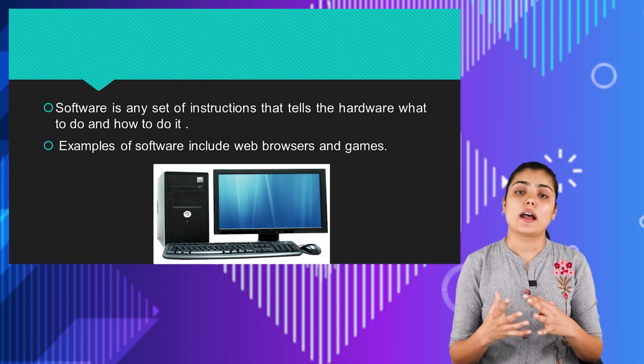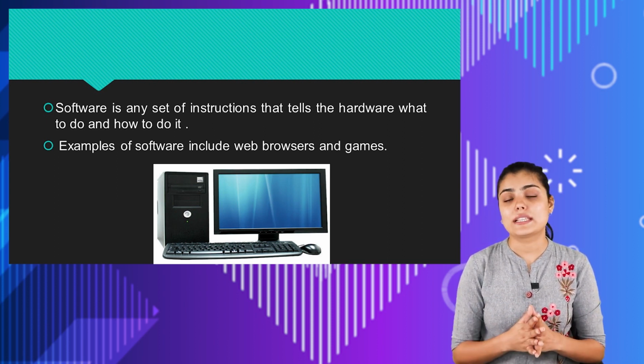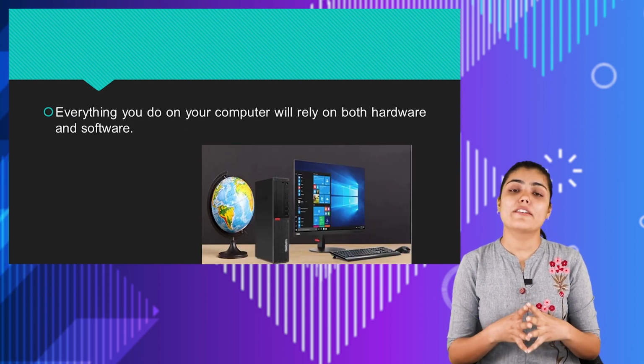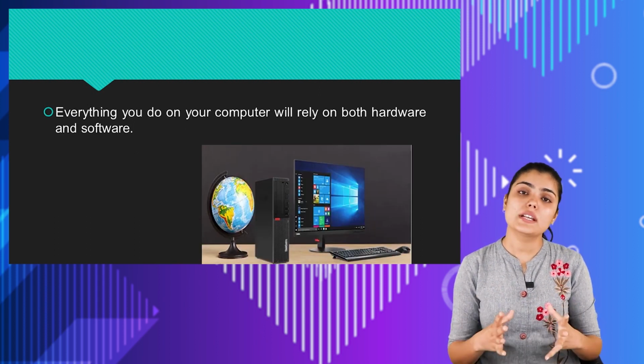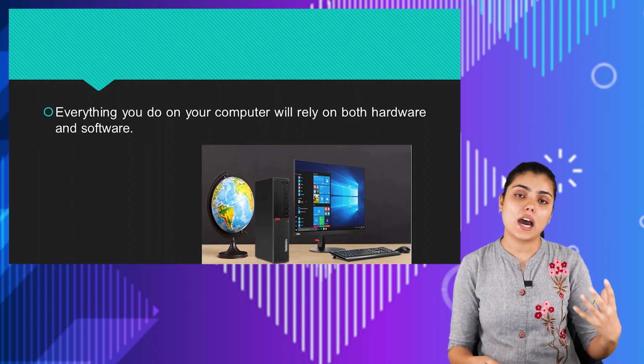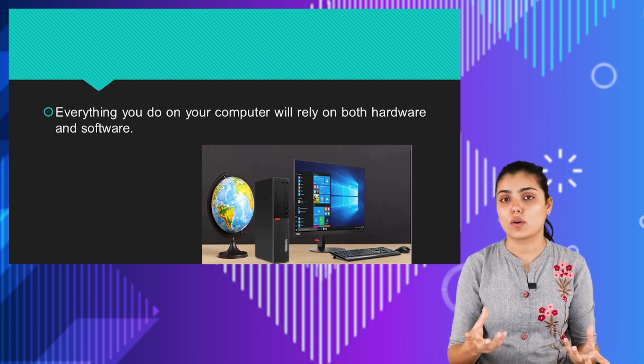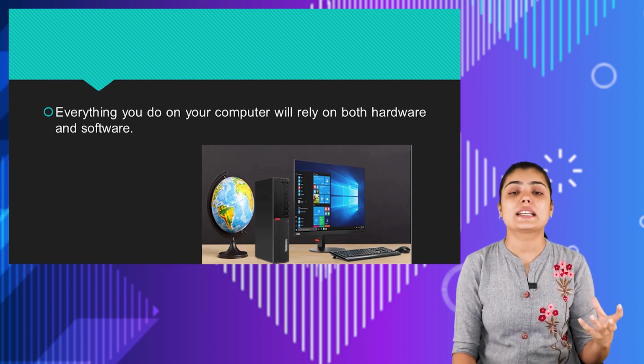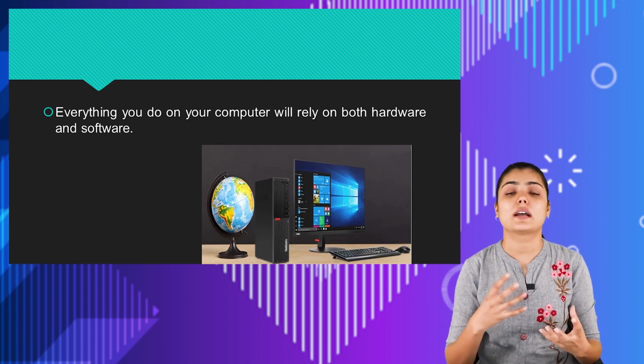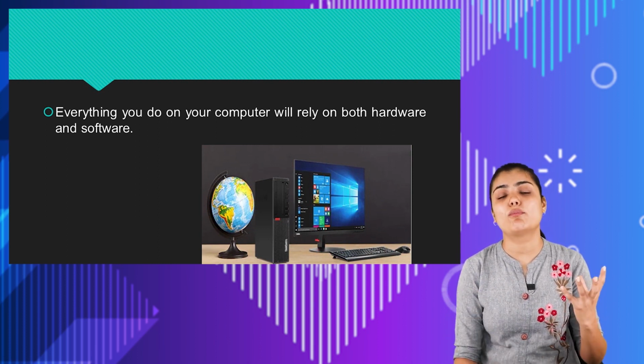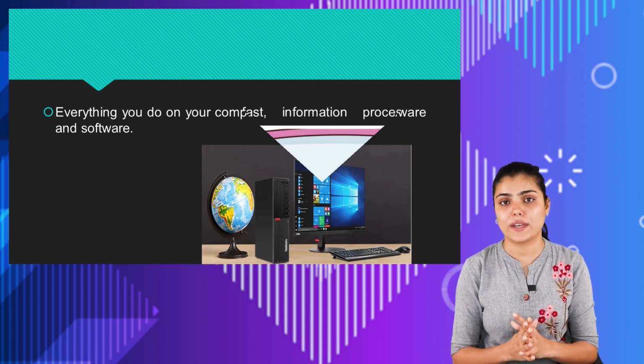Examples of software are web browsing or games that we play on the computer. Everything that we do using a computer relies both on the hardware as well as on the software. So it is not just the hardware that makes up a computer or that makes the computer work. It is the combination of both the hardware and the software.